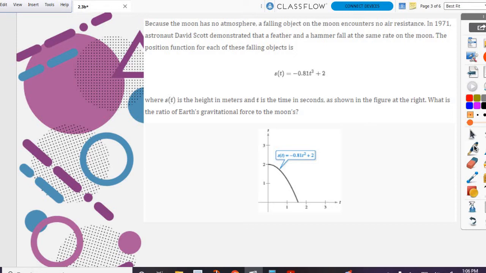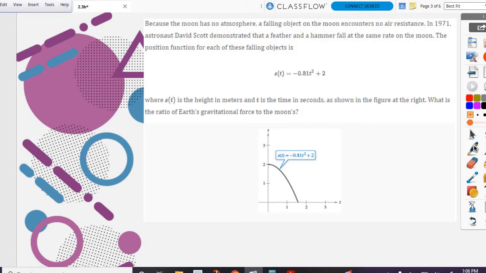It depends on your unit. We usually use feet in mathematics, we use meters in science. And 16 is rounded so that it's a nice number. Alright, so anyway, this is where s of t is the height in meters and t is the time in seconds, as shown in the figure.